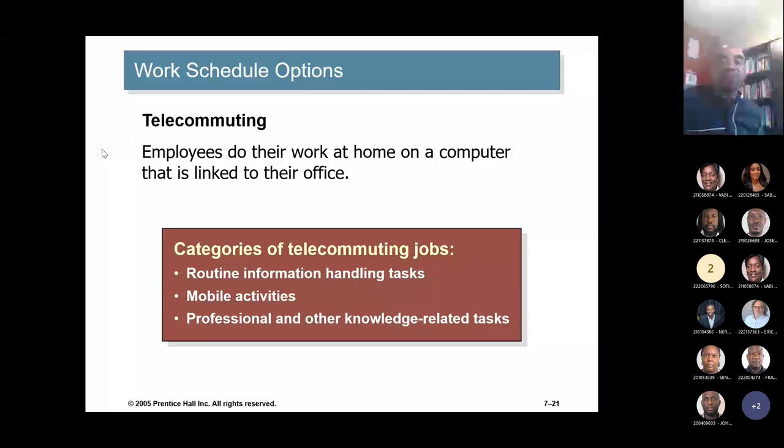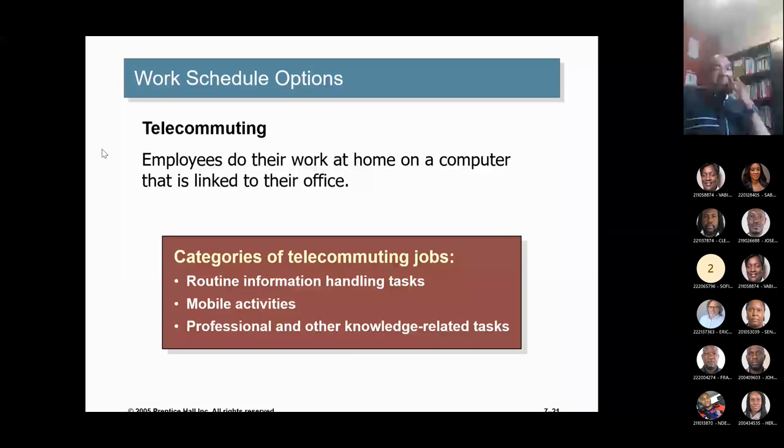Categories of telecommuting jobs include routine information handling tasks. Another aspect is mobile activities, activities that can make one move from one place to the other. And of course, professional and other knowledge-related tasks. All of this can be undertaken under telecommuting. Advantages of telecommuting.